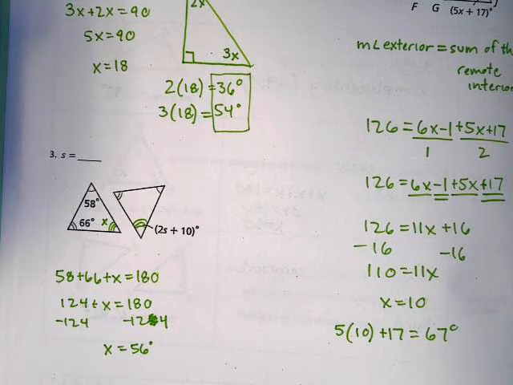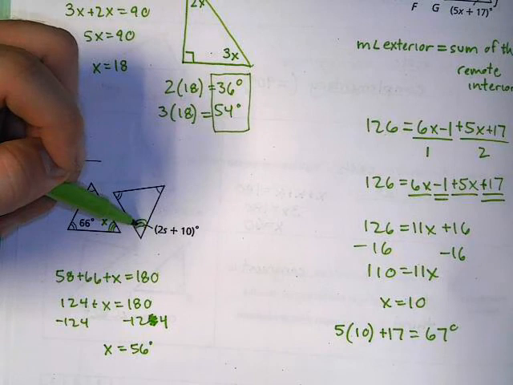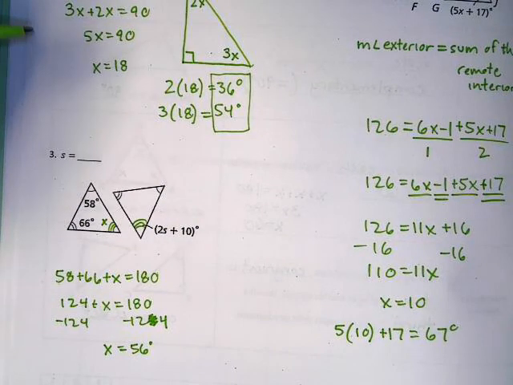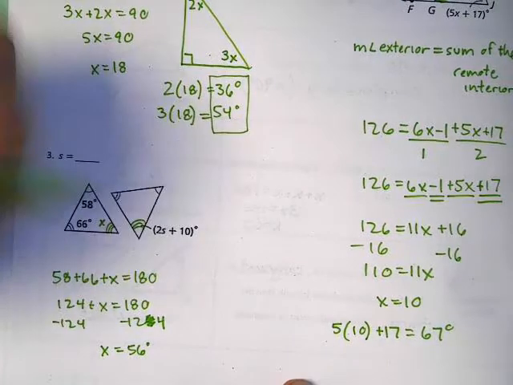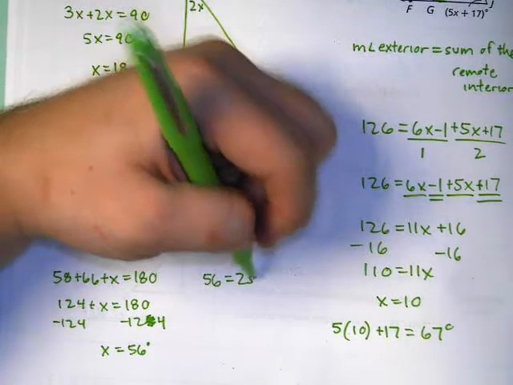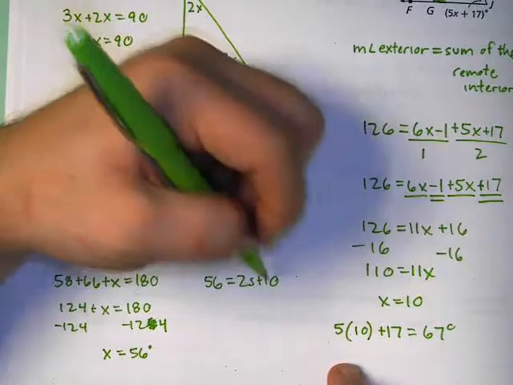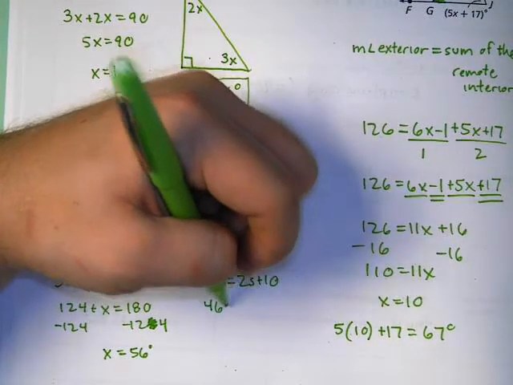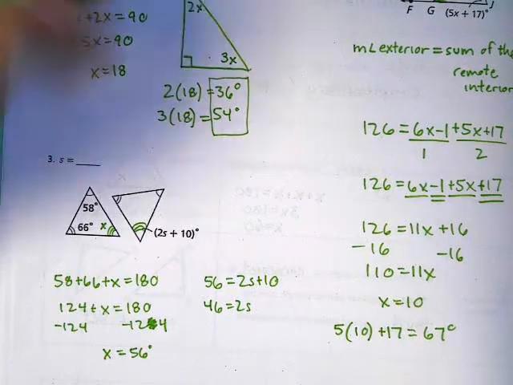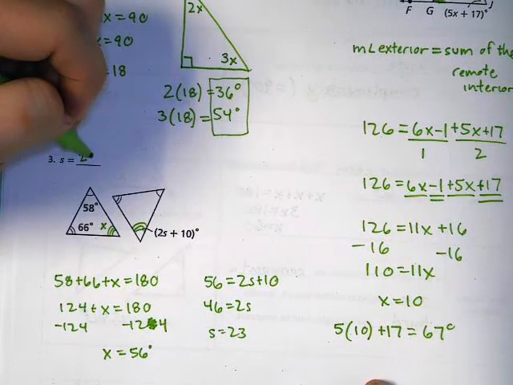Well, what's great about this is now, if this is 56, what do I know about the other side? It also has to be 56. So I can set up a new equation. I can say 56 is equal to 2s plus 10, and I can go through solving this. So I would take away 10, and I'd divide by 2, and I'm getting that s should be 23.